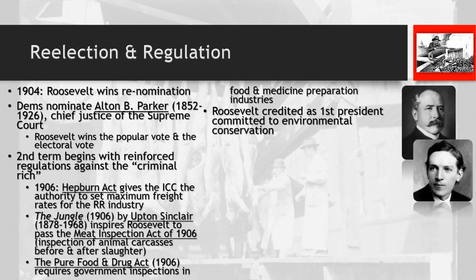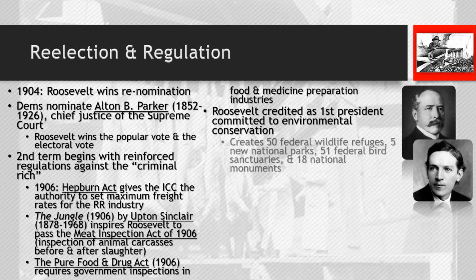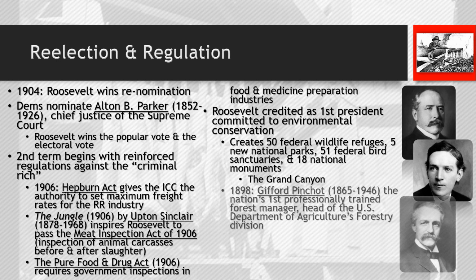And Roosevelt, of course, is also credited as being the first president who is really into environmental conservation. Over his 2 terms in office, he creates 50 federal wildlife refuges. He has 5 new national parks, 51 federal bird sanctuaries, and 18 national monuments that are all created under him, one of which is the Grand Canyon. Okay, so places like the redwood forest in California, places all over the United States like that, right, they're all thanks to Roosevelt's conservation efforts.